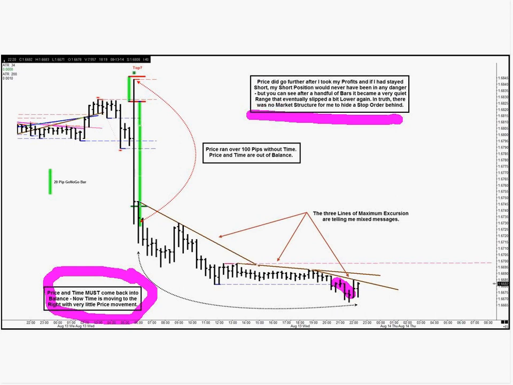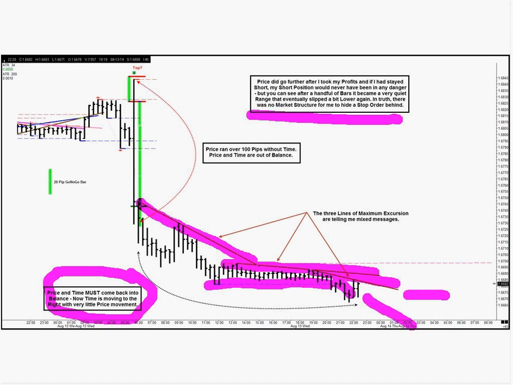Now it's going horizontal. As it goes horizontal, when I connect the lines of maximum excursion, it looks like it's accelerating. So I'm not sure how the two come together. Does that mean there's a new leg lower? Or does that mean the range will continue? Has price come back into balance? I don't know, so I'm going to be patient. I've already got 85 pips on the day.